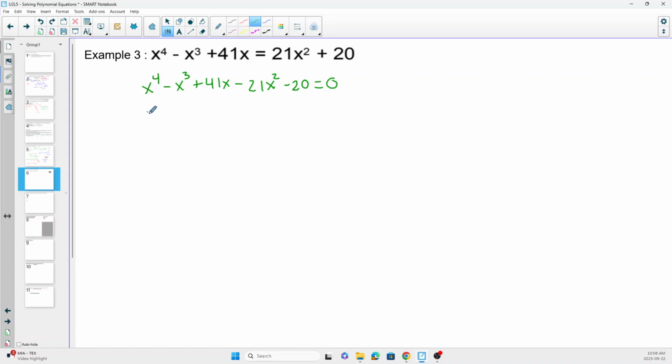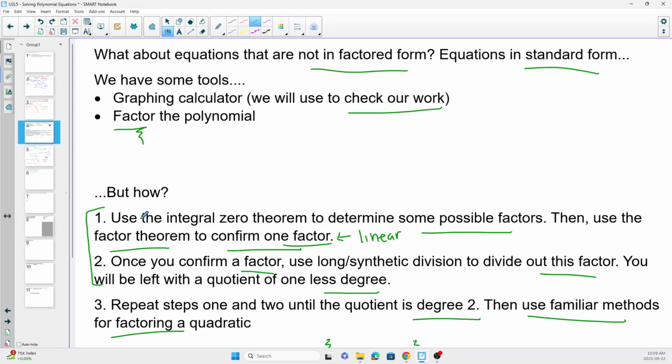Then I want to clean this up and write it in descending form. So I have x to the power 4 minus x to the power 3 minus 21x squared plus 41x minus 20 is equal to 0. Now when I solve this degree 4 polynomial function, because I've rearranged, I've not changed the question, the solutions will be the points of intersection of these two functions. So anytime you're asked to solve the following polynomial equation, the method is always to isolate one side of the equal sign to be 0. So now we go back and use those steps: the integral zero theorem, the factor theorem, and so on.